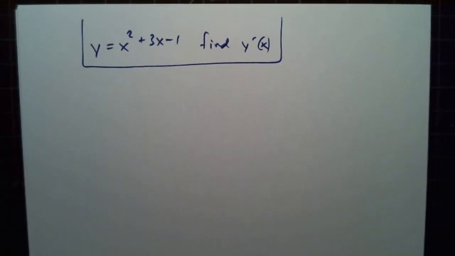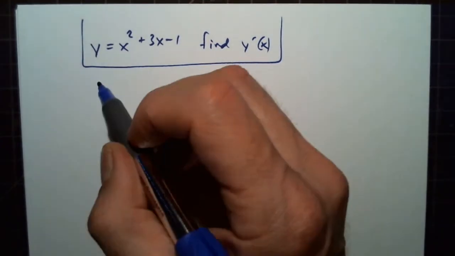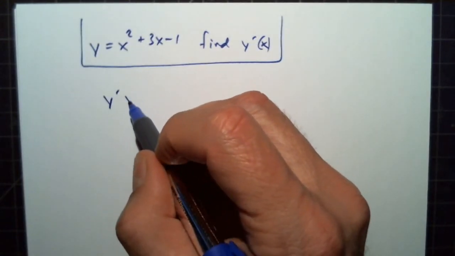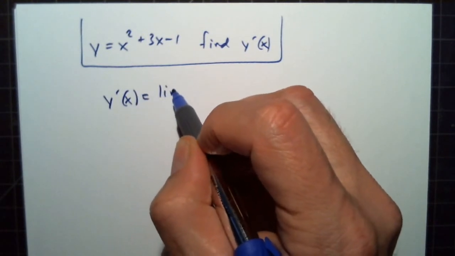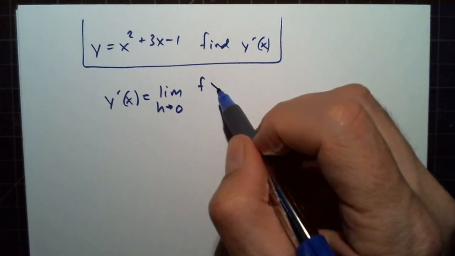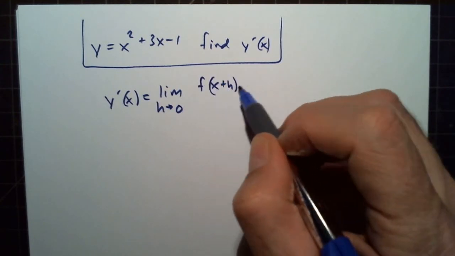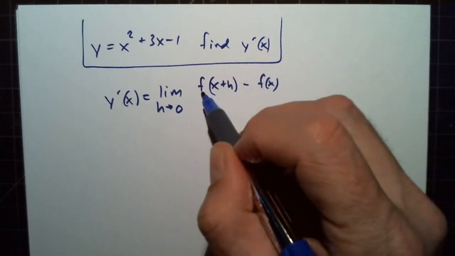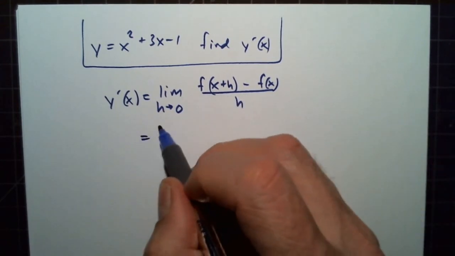And that's asking the same question. So pause the video and try that one. Y prime of x is the limit as h goes to 0 of f of x plus h minus f of x over h.